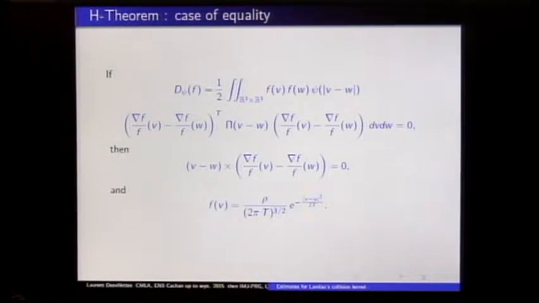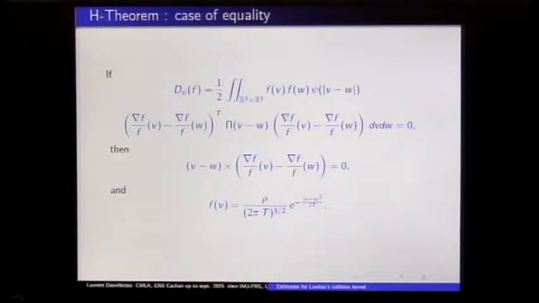Then what can we say on F? As you can see, since this term here is positive, or at least non-negative, and this term here is also non-negative, supposing that F is not zero somewhere, this tells you that this quantity here has to be in the kernel of the matrix, which is here. That is, this quantity has to be parallel to V minus W. Another way of saying that is that the cross product of V minus W and this quantity is equal to zero. So you end up with a functional equation here, which happens to have as a solution only the Gaussian function of V.